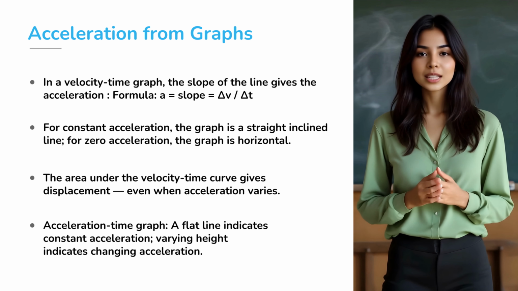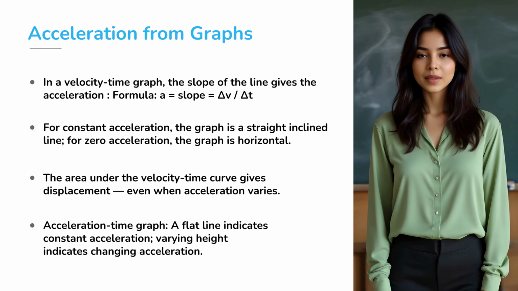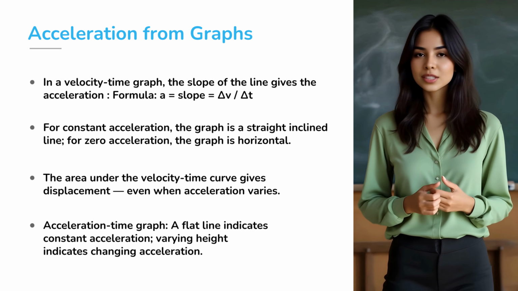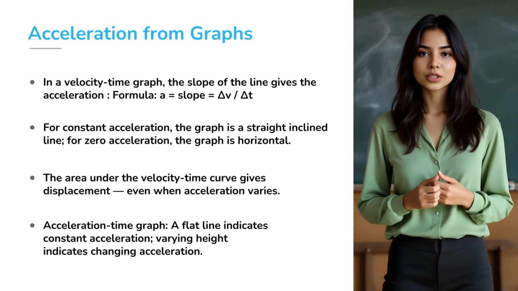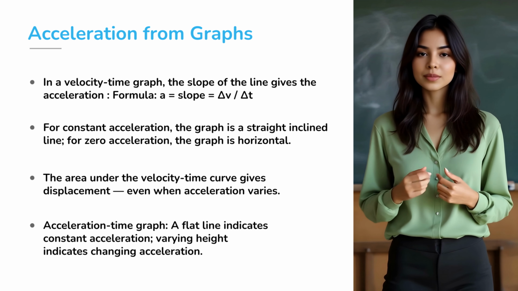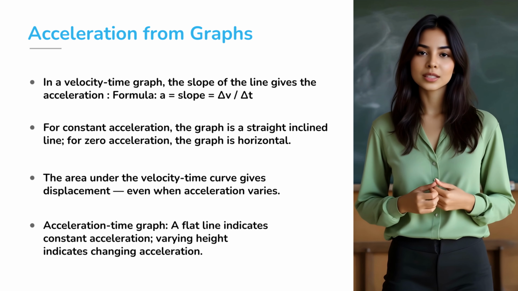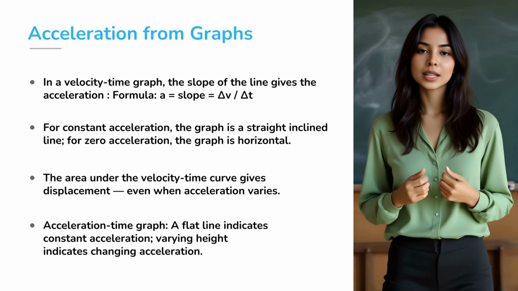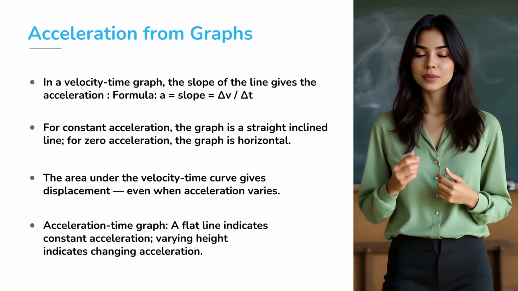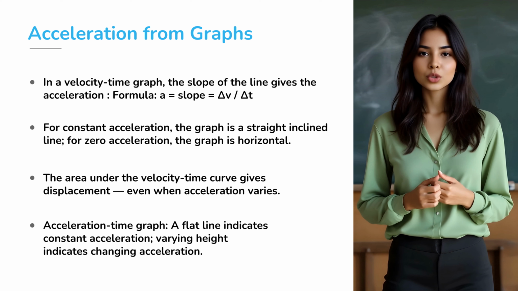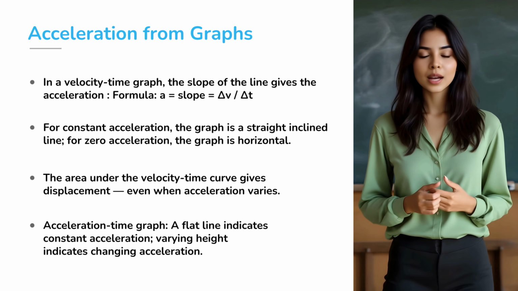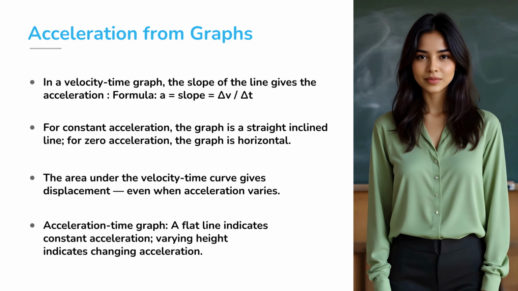Then we have the acceleration-time graph. If the graph is a flat line above the time axis, acceleration is constant and positive. If it dips below, it's constant but negative. Take a look at figures in the textbook. They beautifully show motion with increasing, decreasing, and reversing acceleration.